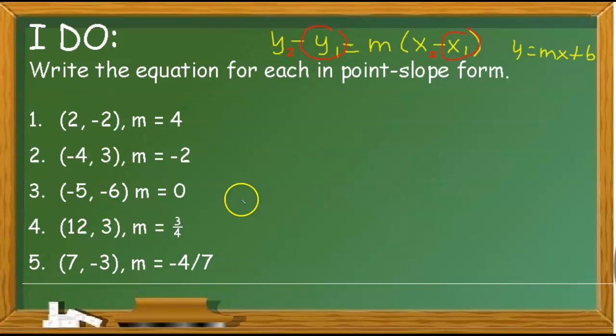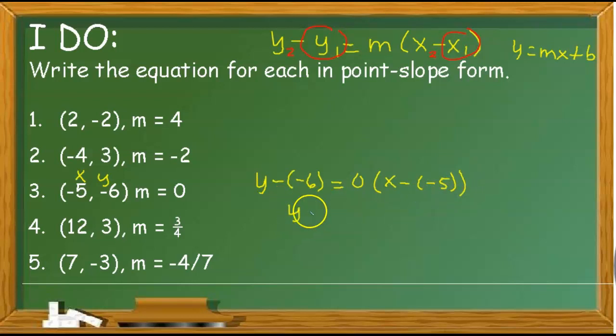Okay, so number 3, the same thing. This is my x and my y. It never hurts for you to put those on there. A slope of 0. So y minus my y, which is -6, equals slope, which is 0 in this case, times x minus -5. Okay, so let's do some simplification.